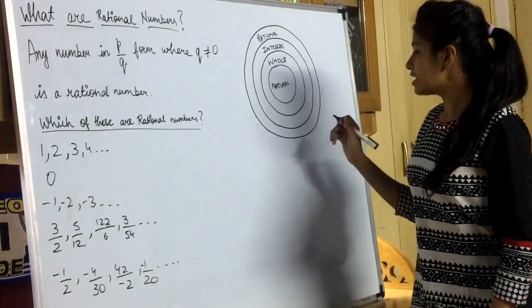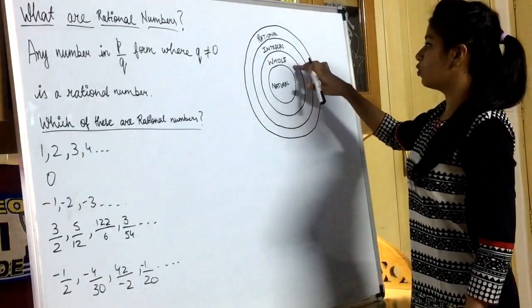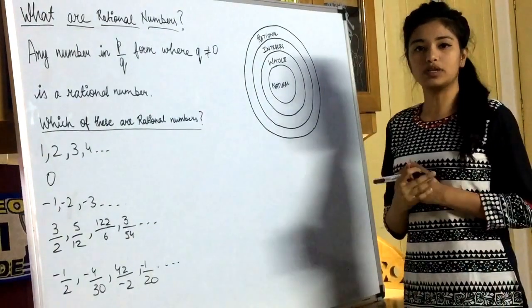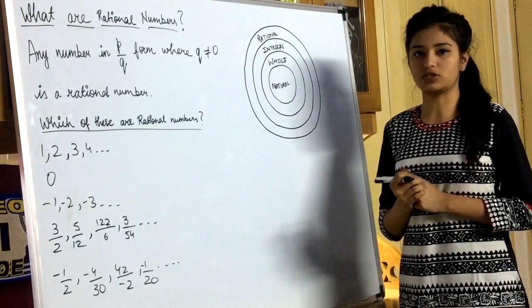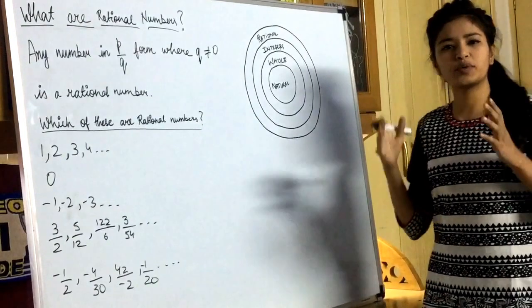Till class 8th, we have learned natural numbers, whole numbers, integers. Now we are going to learn another branch of numbers that is known as rational numbers. First of all, let's have a quick recap.